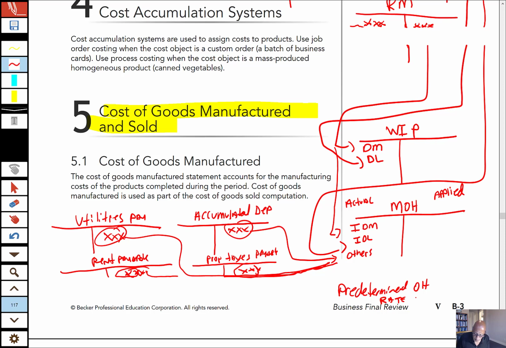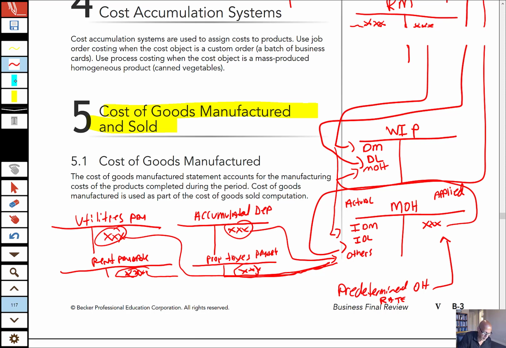Okay, and we would basically use that to apply our overhead. So when we apply our overhead, we will go ahead and credit the manufacturing overhead as we apply that overhead. And when we credit, then we have our manufacturing overhead now applied to our work in process.